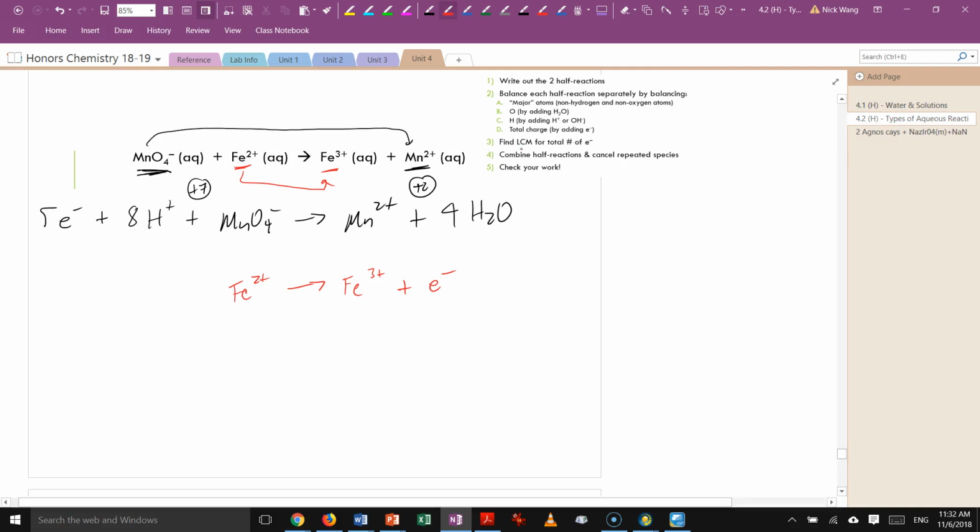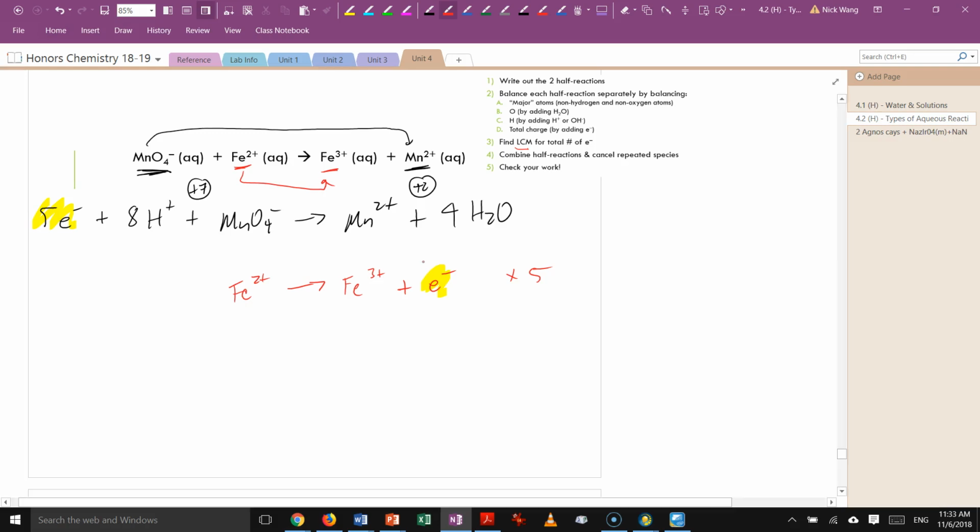So step 3 now is to find the least common multiple for the total number of electrons. For the least common multiple here, we're going to compare 5 and 1. So what would I do to make sure we have a least common multiple? I'm going to distribute a 5 throughout the second half reaction, right? Because we want to make sure that the electrons, again, match, because the total number of electrons that's given up by one has to be the same amount of electrons gained by the other. And so we have to do 5.